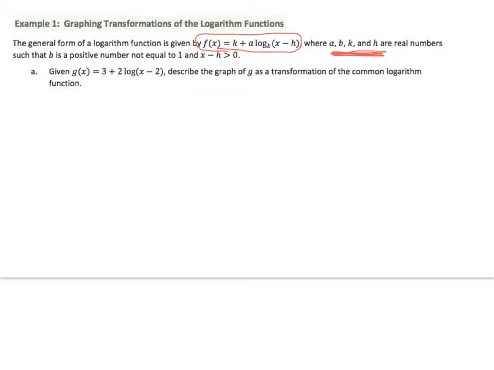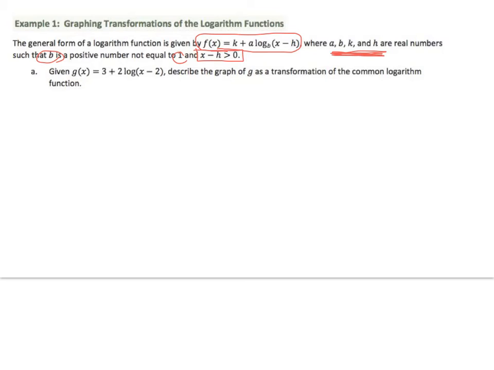So a, b, k, and h are all real numbers, and b is always going to be positive and not equal to 1, and x minus h has to be greater than 0. All right? So just a few basic rules of our domain, what we're allowed to plug in. So let's try A. Given g of x equals 3 plus 2 log of x minus 2, describe the graph of g as a transformation of the common logarithm function.